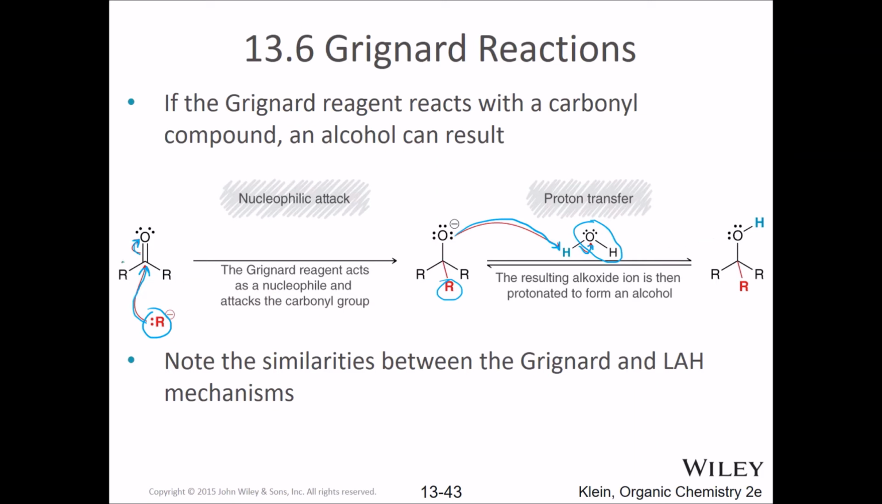But now I went from having two alkyl groups on here to three. And that's the difference between Grignard and using lithium aluminum hydride. But the similarities are dramatic, right? They're very much the same mechanism, except we're not bringing in a hydrogen now, we're bringing in a carbon or an alkyl group.